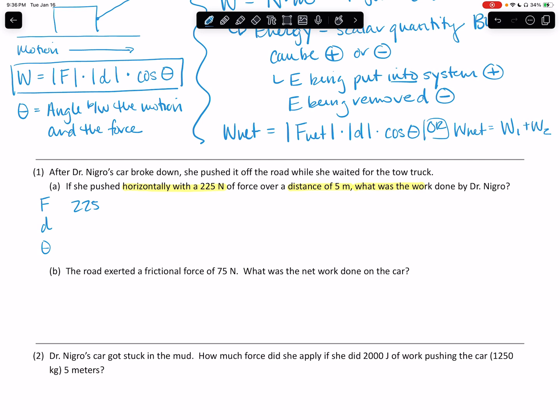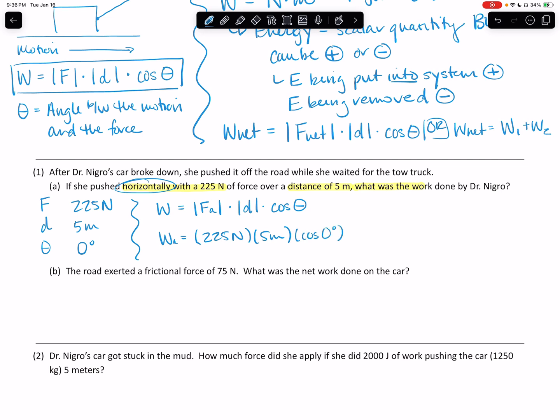All right, so let's see. We have 225 newtons of force, and we're going to move that object 5 meters. And horizontally tells me that the force and the motion are parallel to one another. And if that's the case, then my theta angle is going to be 0. So we have work equal to the absolute value of my applied force times the displacement times cosine of theta. We're going to get an applied work value here equal to 225 newtons times 5 meters, and then the cosine of 0 degrees, which is 1.